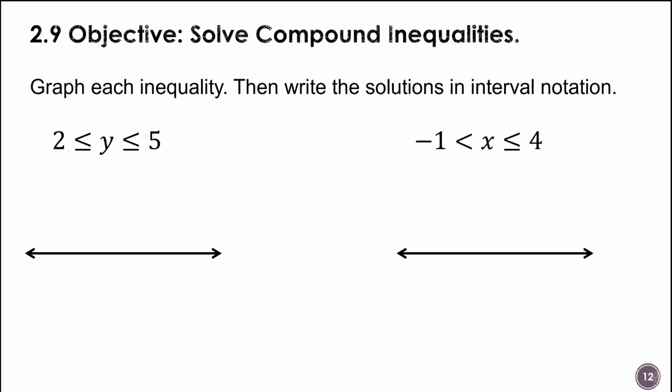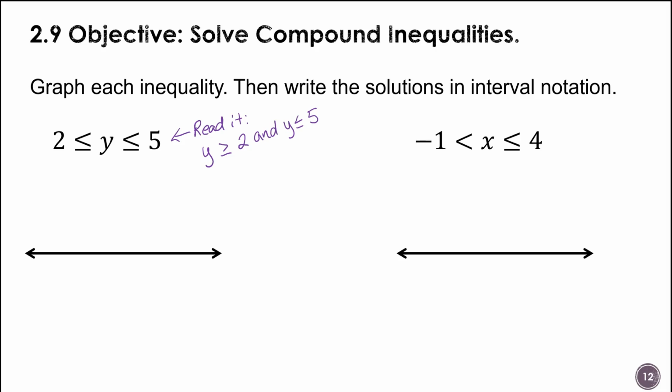And you'll notice how they're written with the y in the middle or the x in the middle. You can kind of think of them as three-part inequalities. If I read this, here's how we read it. That says y is greater than or equal to 2 and y is less than or equal to 5. So basically y is just between those two numbers.